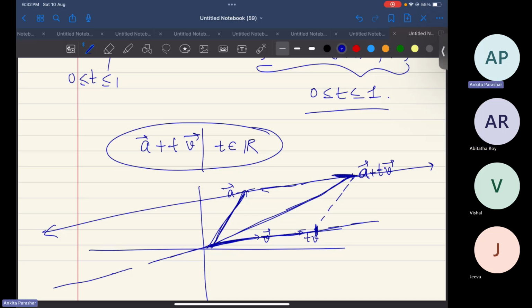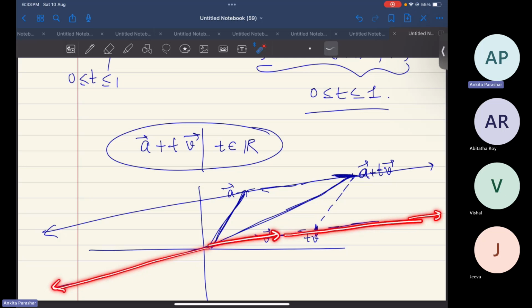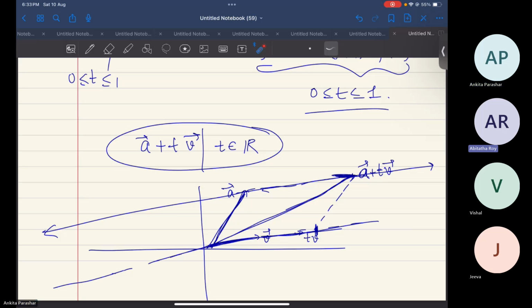So if I vary my T, what am I going to get? If I vary T completely over R, TV is moving in all directions. If we consider it this way, first we travel along A, then we travel along TV. Depending on the value of T, the final point will lie somewhere on this line, which is in the direction of V. So it's a line in the direction of V passing through A, isn't it?